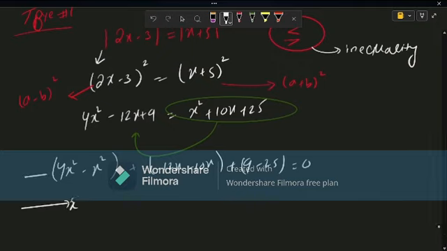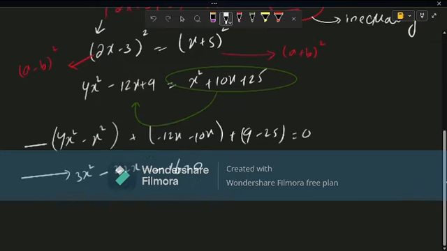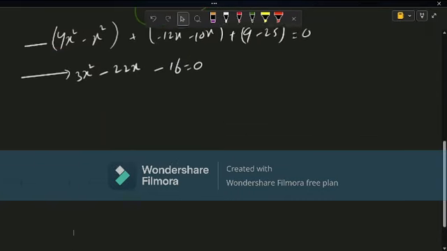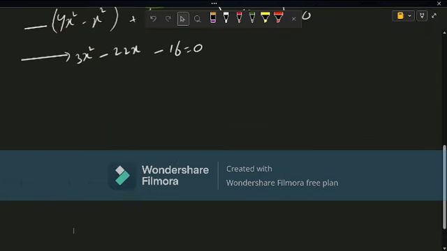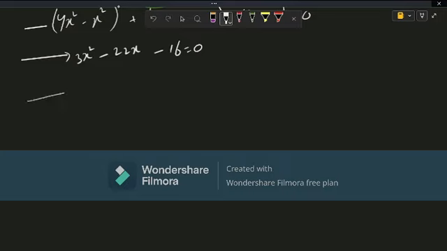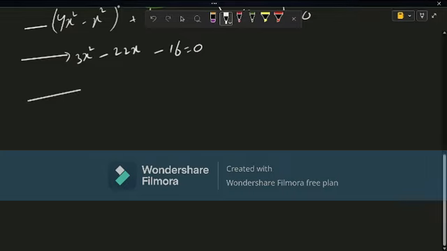That gives you 3x square minus 22x minus 16, which is equals to 0. Now you know that this is a quadratic equation, and a quadratic equation can be solved by any method, either factorization, quadratic formula, or completing square. So solving this quadratic equation will give you two values of x, and those values will be the final answer of this question.